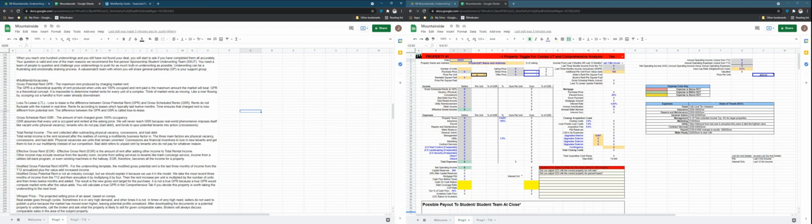Your effective gross rent is the amount of rent after adding other income to the total rental income. So you've got your total rental income here. You've got utility reimbursement and other income that you add to the total rental income, and that gives you your effective gross.